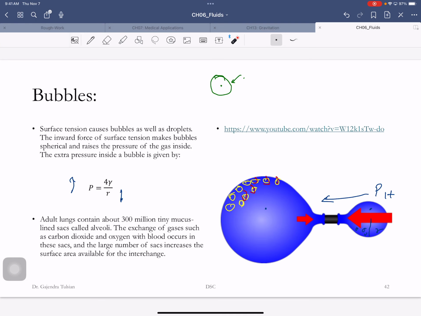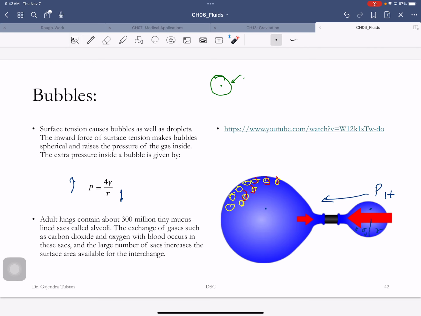So we have two balloons. The balloon material is the same, so gamma is the same, and we're going to blow this one up larger and this one smaller, and we're going to connect them. What do you think will happen? Will air move from here to there or there to here?